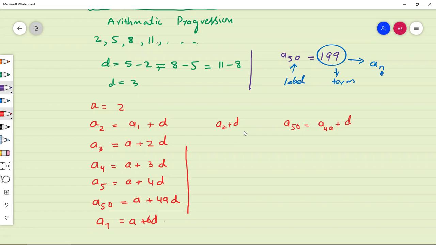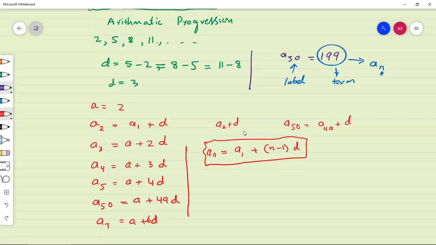If I say A7, then it means A plus 6D. And last of all, if I ask you what should be the formula of general term An, it means D is 1 less than this number. So the first term A1 plus n minus 1 into D. This is the general term formula of this sequence, where n represents the term number, A1 stands for the first term, D is the difference, and An represents that particular term.